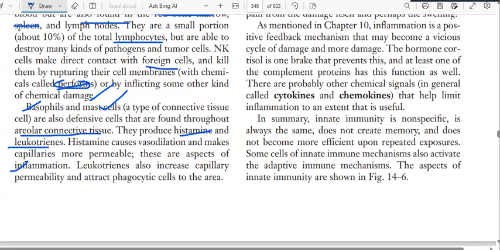So what will histamine do? Histamine causes vasodilation. The vessels will be free, they have dilated. This is the reason for inflammation. Leukotrienes and other substances also increase capillary permeability and attract phagocytic cells to the area. So then they can easily get that bacteria or pathogen from the area. So that's the reason the vessels dilate.